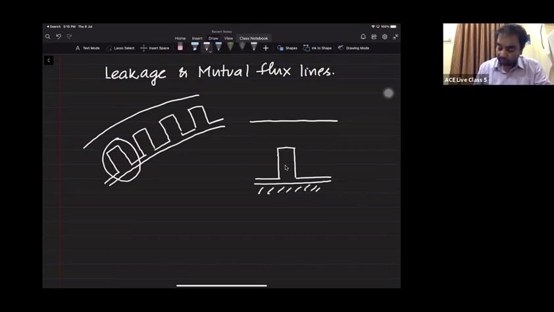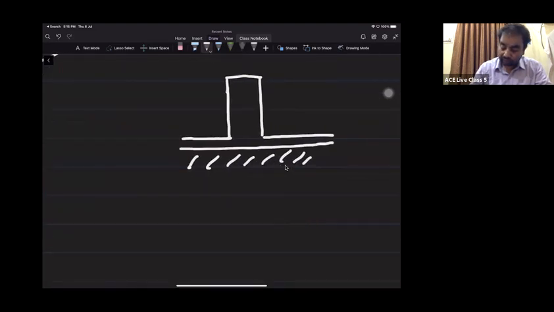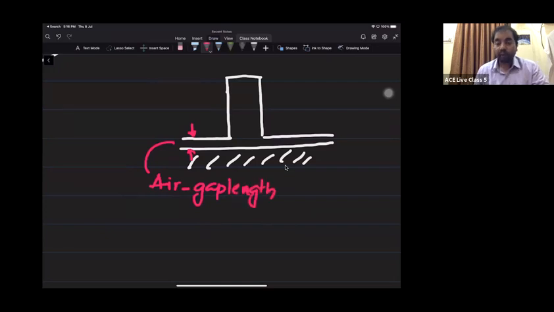So this length between the cores, the radial length or the perpendicular length, we call it as an air gap. So this is the air gap length. Right? So that is the air gap length.